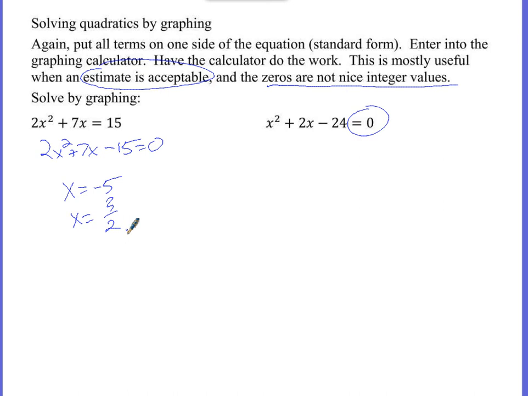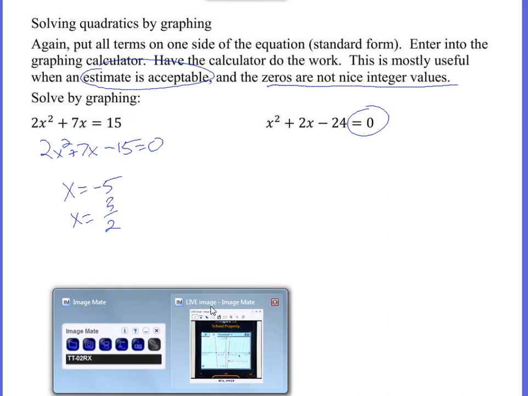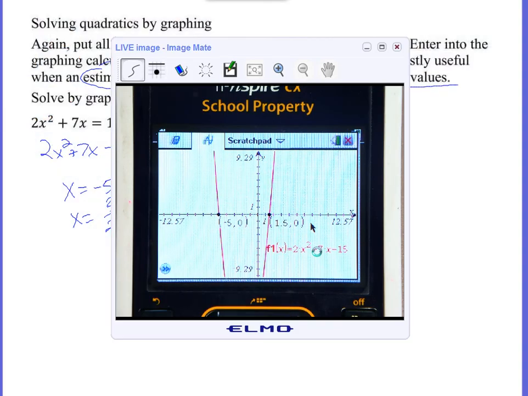Think you can handle that? Yeah, if you're doing it on a calculator. But if it says solve by factoring, I got to see the factoring. If it says solve by graphing, then you can use a calculator. Okay? Let's do the second one. x squared plus 2x minus 24. So I go back to my calculator. I don't need this function anymore.